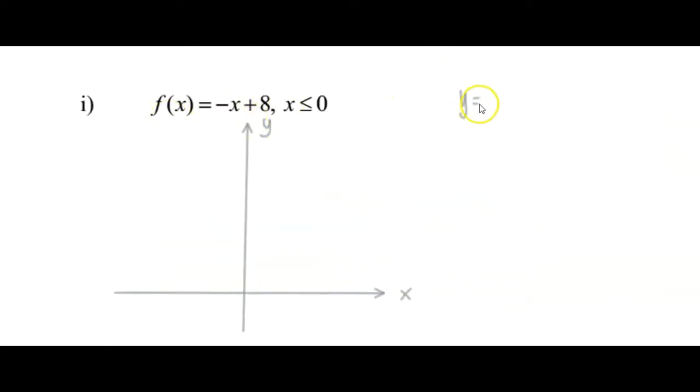For this function, I'm going to sketch the graph of y equals x first, which is my basic graph, and then followed by y equals negative x, which I get by reflecting the graph about the x-axis. After that, I will sketch the graph of negative x plus 8 by moving my graph of negative x towards the positive y-axis for 8 units. Firstly, we will start with y equals x.